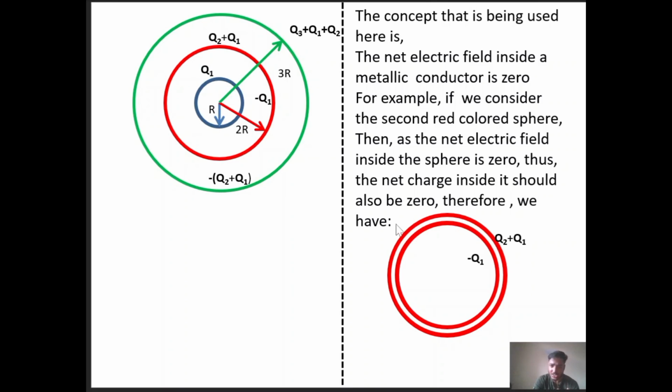For that, the net charge inside this white shell should be equal to 0. And for that, we need to have the net charge on the inner surface as minus Q1. Also, as given in the question, the net charge on this red spherical shell is Q2, therefore to balance out this minus Q1, we need to have the total charge on the outer surface as Q1 plus Q2. Understood? In a similar way, we can also find the distribution of the charge on the outer and the inner surface of the green sphere with radius 3r.